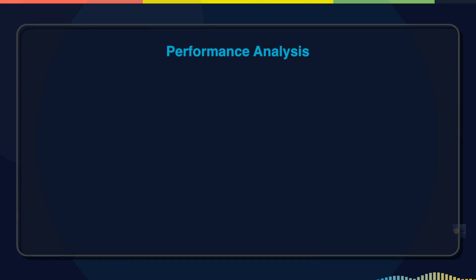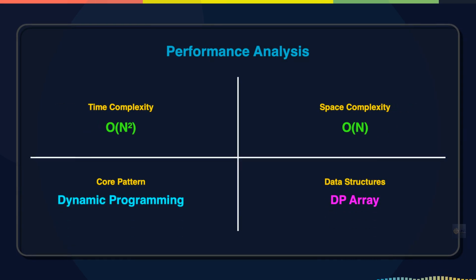Looking at the complexity, the time complexity is O of n squared, because for each i we may scan all earlier j values. The space complexity is O of n for the DP array. And that is the longest increasing subsequence challenge, mastered.